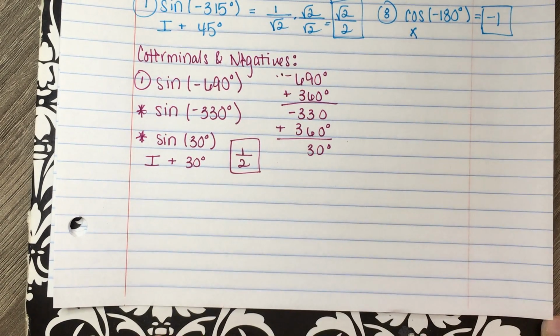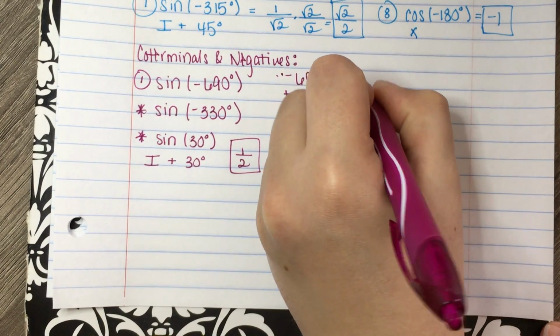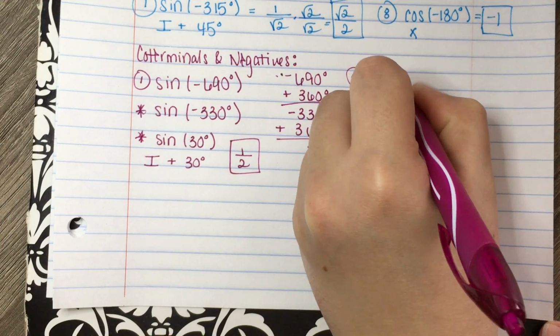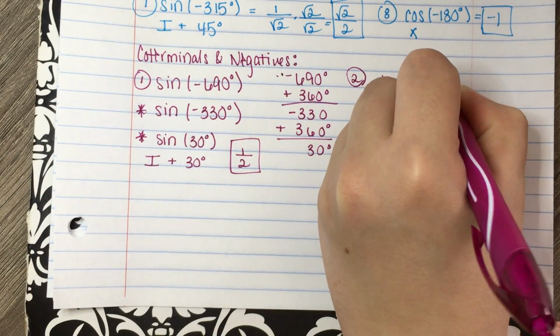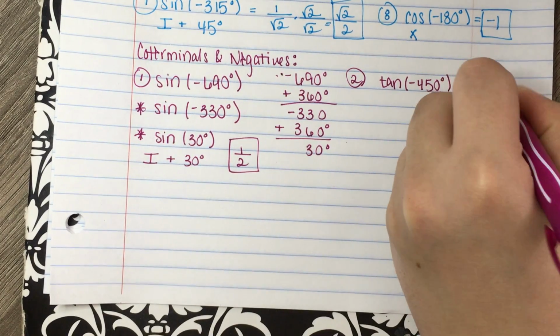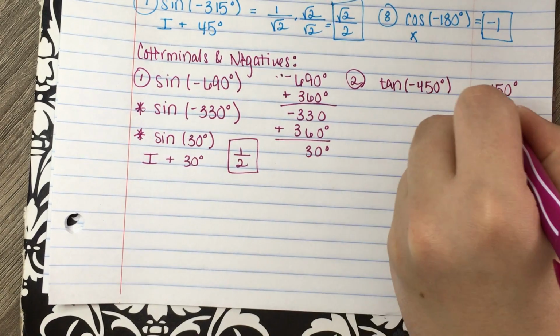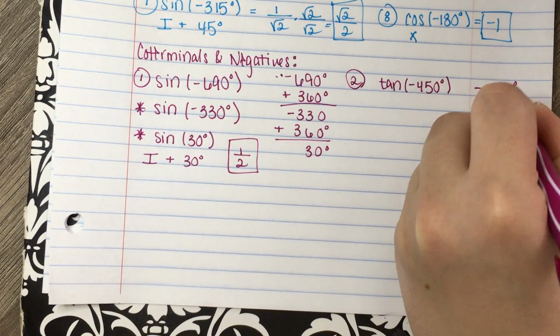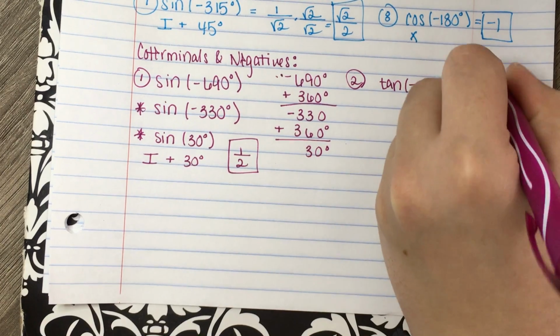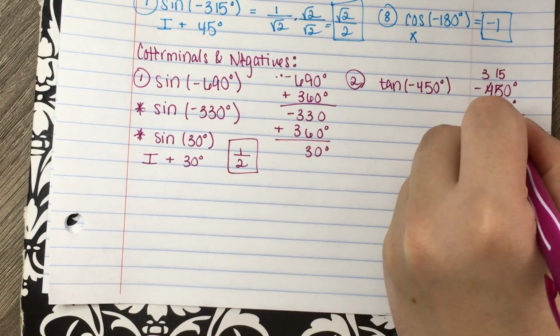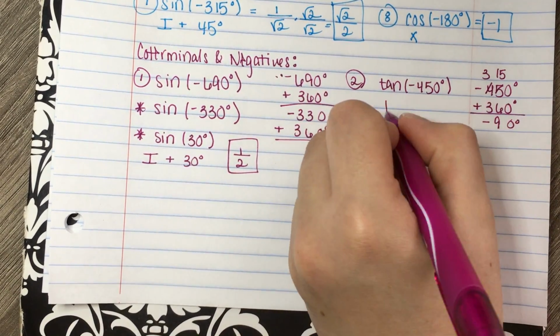All right, so find a coterminal angle, either use the negative or the positive one. Number 2, we're going to do tangent of negative 450 degrees. All right, here's the next one. So I want to find a coterminal for negative 450 degrees, which means I'm going to add 360 degrees, which you can do in a calculator, and you're going to get negative 90 degrees.